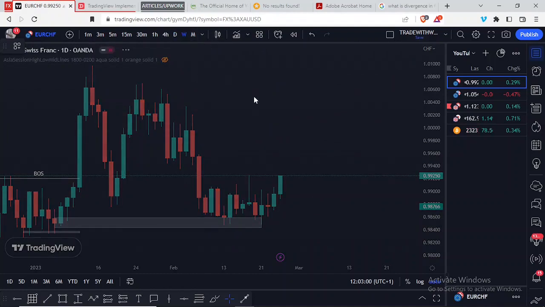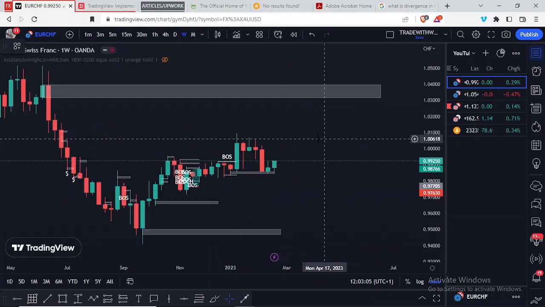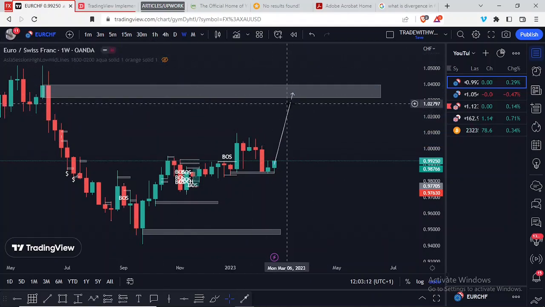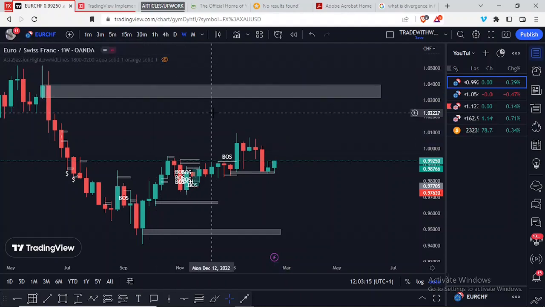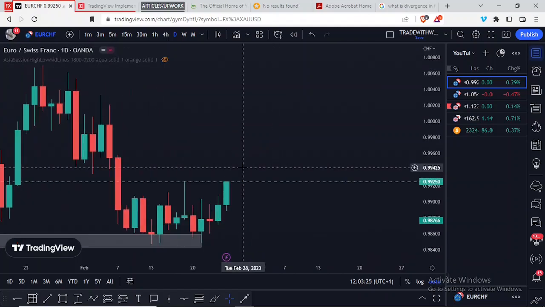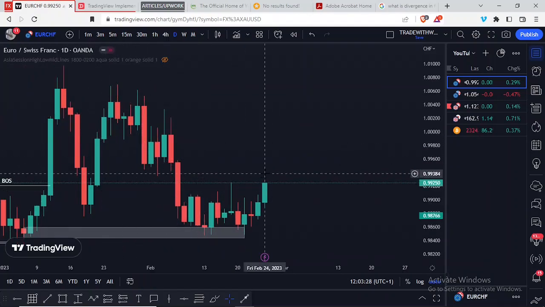Remember, the target is the weekly targets. Now the weekly targets for Euro CHF is over here, right? So that is the weekly targets. But the daily targets, where are the daily targets coming from? Daily targets are on the daily time frame. That is going to be the daily supply zone. So let's check out for a daily supply zone. Is there a daily break of structure, daily supply zone?